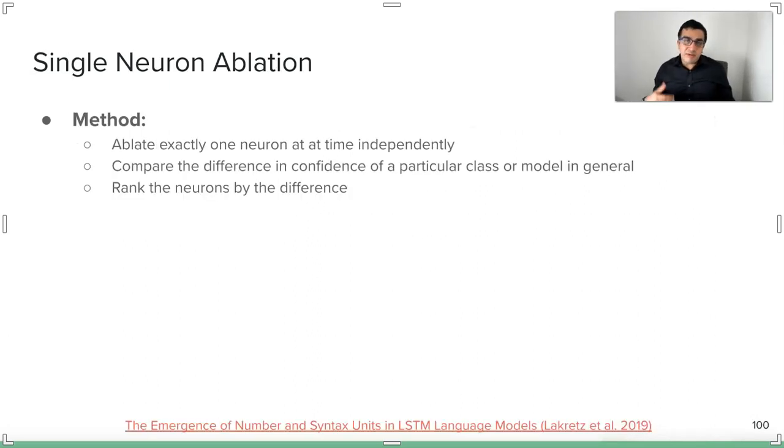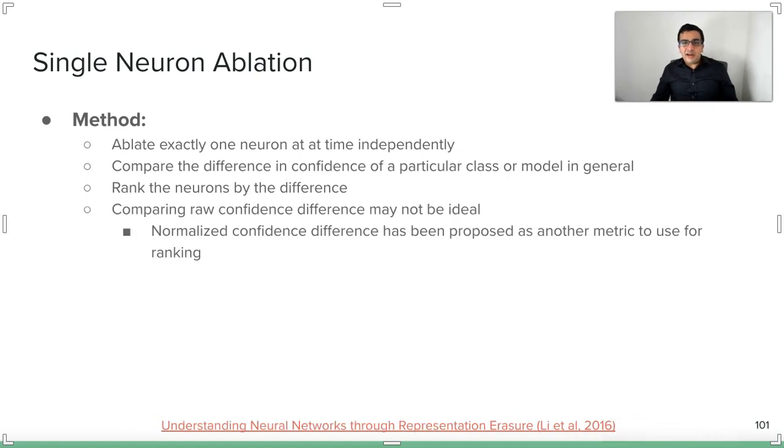So one way that has been proposed for performing ablation is to consider only a single neuron at a time. For example, Lacretz et al. used this technique to analyze neurons in a model where they ablated exactly one neuron at any given time. They then ranked all the neurons based on the decrease in confidence scores of the models when ablating each neuron one by one. Lee et al. presented a slightly modified version of single neuron ablation, where instead of comparing raw confidence scores, they compared normalized confidence scores. This may be a better metric because it's independent of the original model's performance and may give a better sense of the relative importances of neurons.